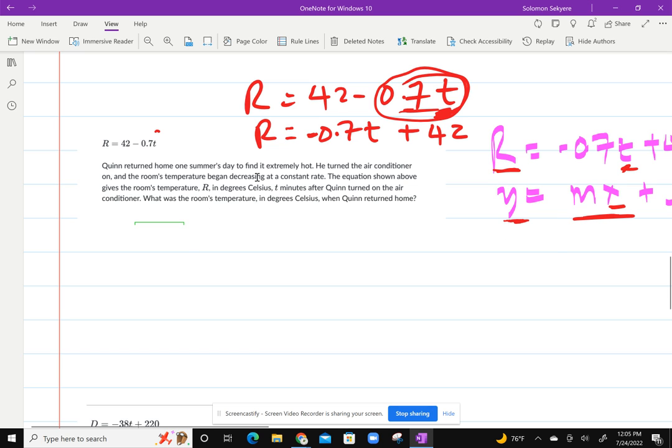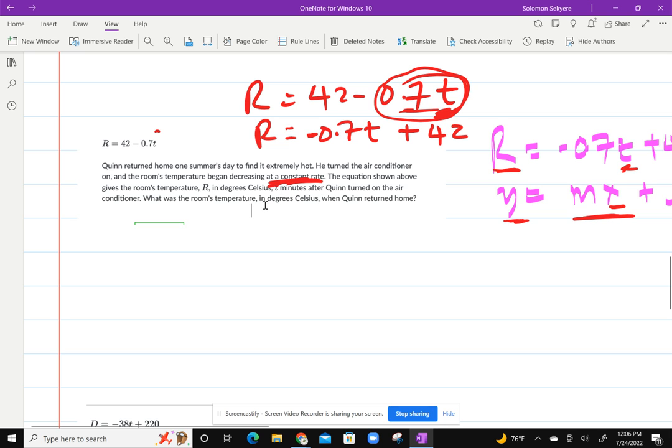Now let's answer the question. Quinn returned home and found the room extremely hot. He turned the air conditioner on, and the room temperature began decreasing at a constant rate. So you see rate right there. We are looking at temperature versus time. Time becomes your independent variable, and we talk about rate. What is rate? The coefficient of your independent variable.